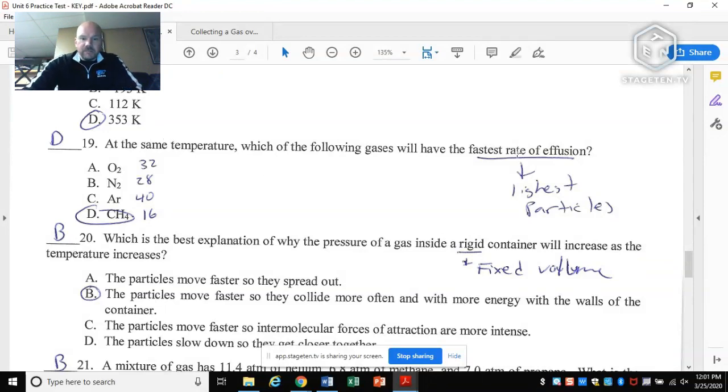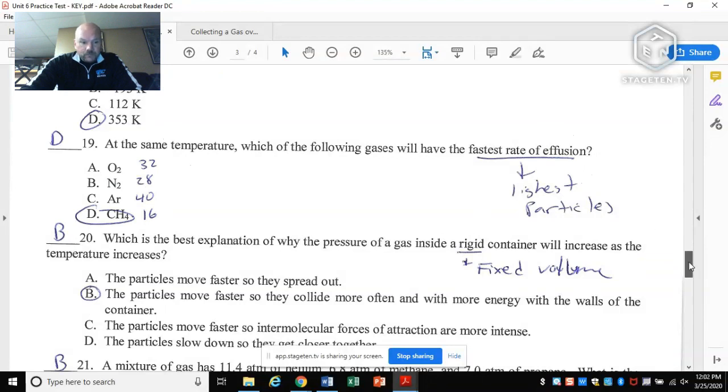So same temperature just means the lighter particles will move the fastest, which means they'll have the fastest rate of effusion. All you have to do is calculate the molar masses of all these: oxygen's 32, nitrogen's 28, argon's 40, and methane is 16. Because methane's the lightest gas, it is going to escape through a tiny hole faster than any other gas because it's moving the fastest. Okay.